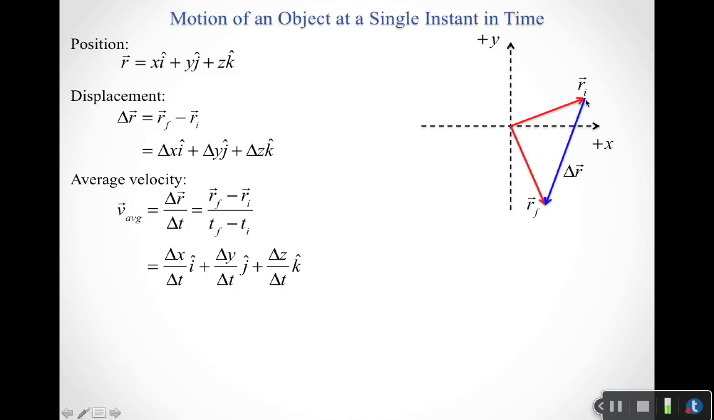And then graphically we said, well, if this is the vector showing your initial position, this is the vector showing your final position, then that vector subtraction, the displacement, is just a vector that runs from the tip of the initial to the tip of the final.